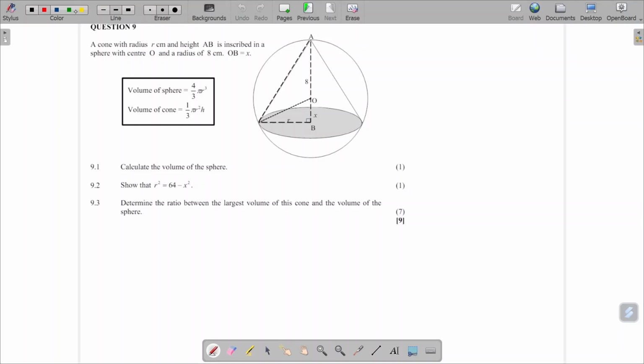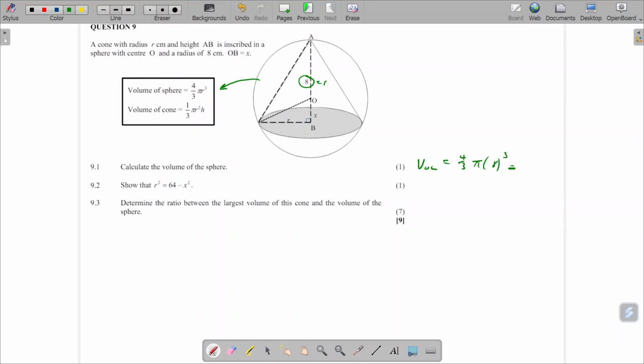Calculate the volume of the sphere. We are told that the radius of the shaded circle is 8. We're told that the height of this thing is... okay, cool. Find the volume of the sphere for 1 mark. So all we're going to do is plug in this value of 8, which is our radius, over here into our formula. And so we've got volume equals 4/3 pi times 8 cubed.